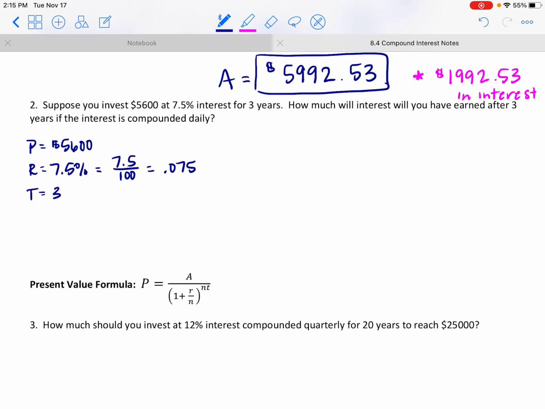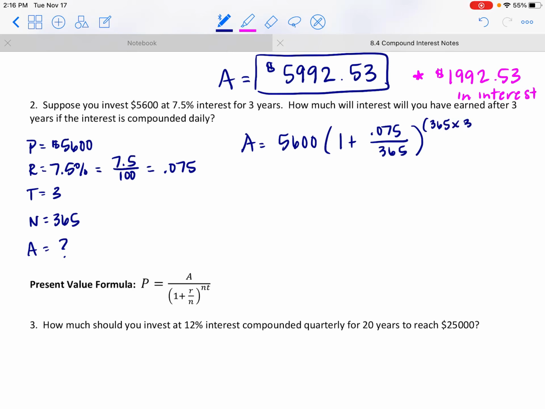And it says, how much interest are you going to have earned after 3 years if it's compounded daily? So daily means n is going to be 365. All right, so these are the pieces we have now to figure out what our final amount is going to be. So let's do that first. So A is going to equal 5,600 times 1 plus 0.075 over 365. And then we're going to raise that to the n times t power, so 365 times 3.